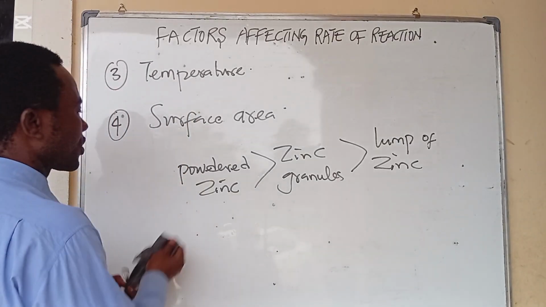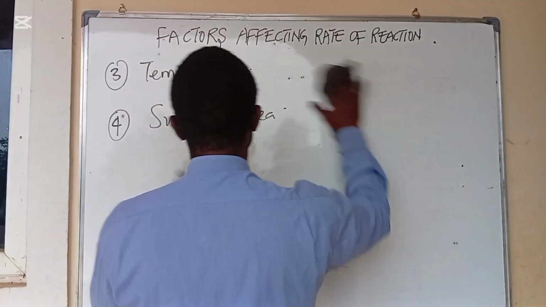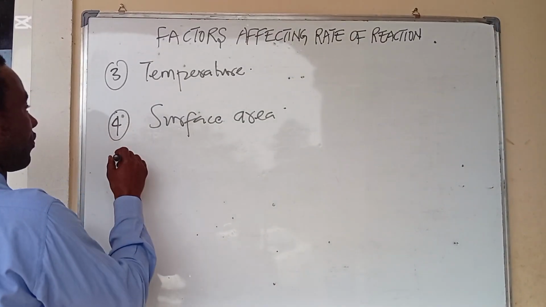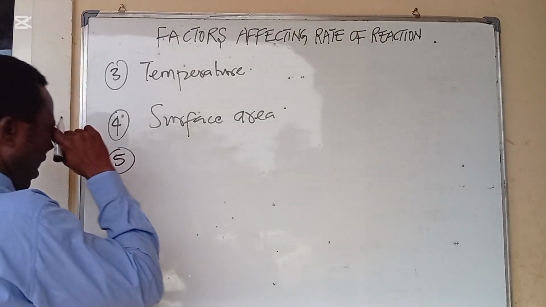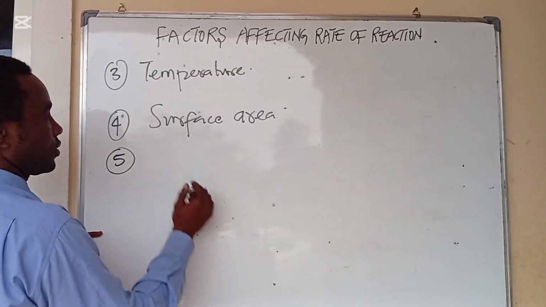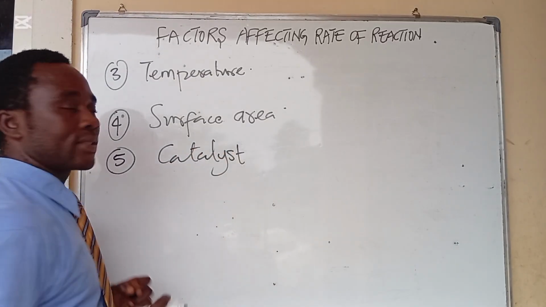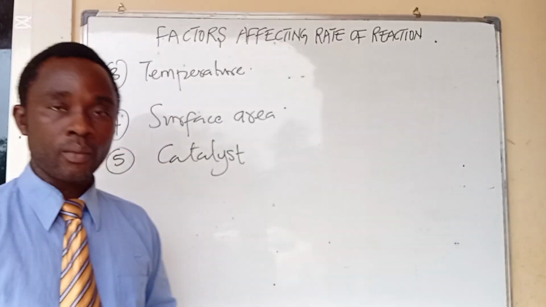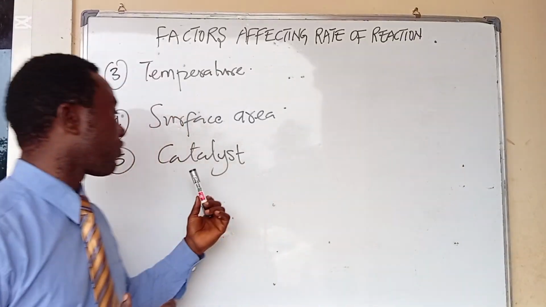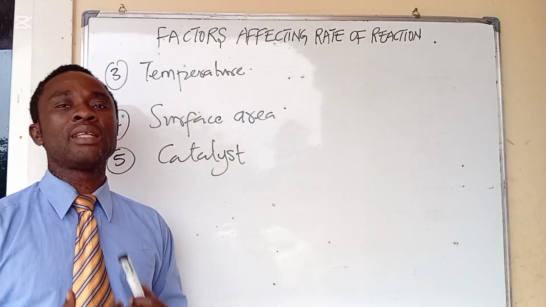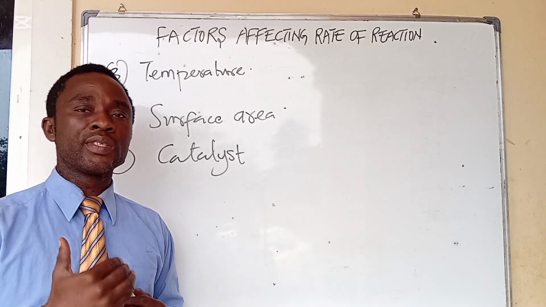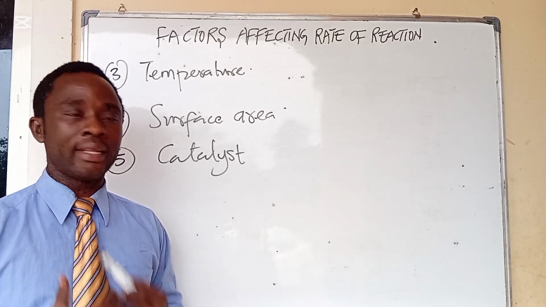Now, having taken this, number 5 that affects the rate of reaction is catalyst. Now, catalyst affects the rate of reaction. How does a catalyst affect the rate of reaction? A catalyst affects the rate of reaction by reducing the activation energy.